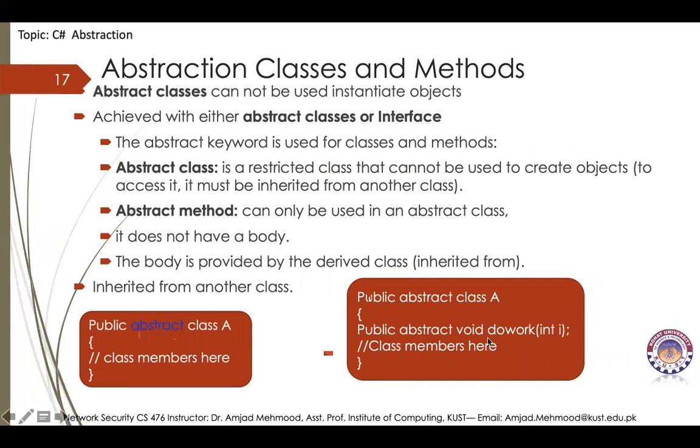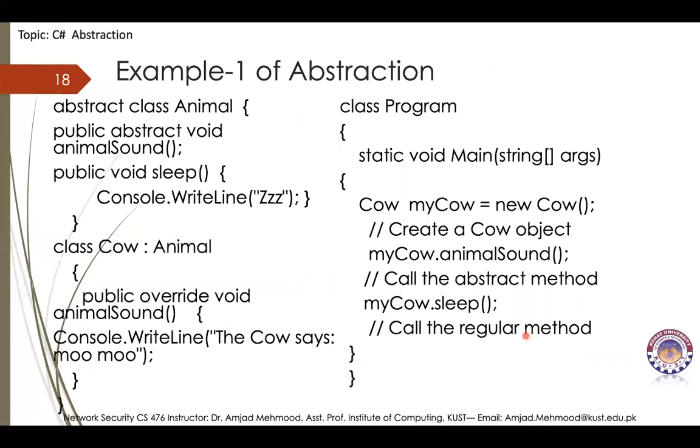And here you can see this is the method, doWork. But this method does not have any body, because this body will be defined by its child class. So that's why this is called mandatory overriding. Any class which inherits from this class A must override this doWork method. Otherwise the compiler will give you an error.